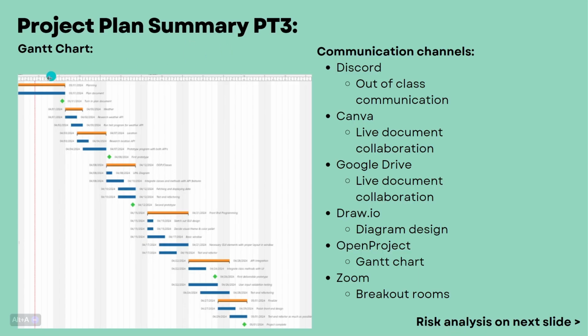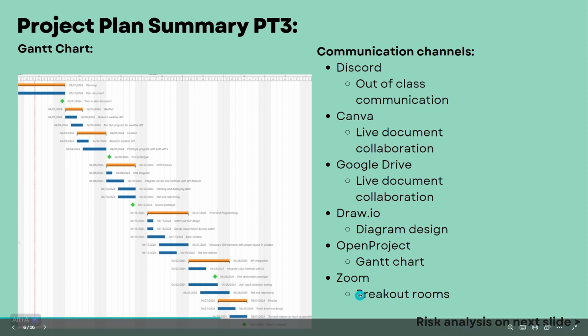The last part was we had a Gantt chart and communication channels. So we followed this pretty well, but some stuff gets shifted around, and we tried to update it once we were finished with the project to more accurately portray what the development really looked like. Communication channels, we used Discord mostly. These other things were for live collaboration and tools to make documents. This was for the Gantt chart. And Zoom, everybody used Zoom.